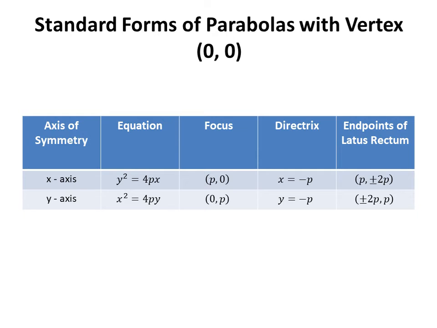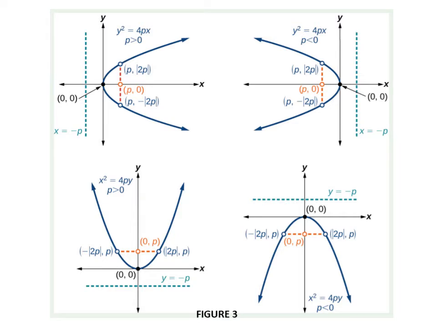The equations of parabolas with vertex (0, 0) are y squared equals 4px when the x-axis is the axis of symmetry and x squared equals 4py when the y-axis is the axis of symmetry. The following table summarizes the standard features of parabolas with a vertex at the origin. The key features of a parabola are its vertex, axis of symmetry, focus, directrix, and latus rectum.